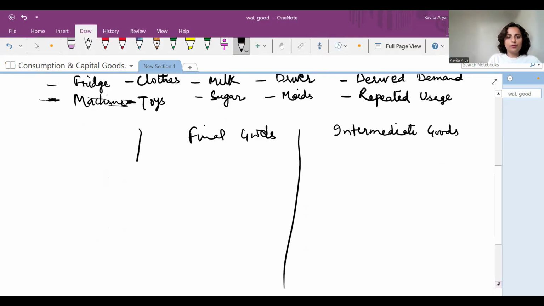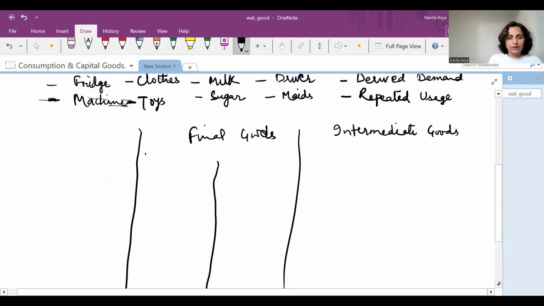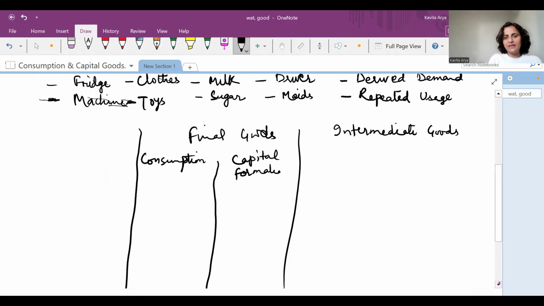In the previous video, we talked about final goods and intermediate goods, but we know that final goods can be for consumption as well as for capital formation, right? So, some examples would make it clear how things are categorized, whether it is final or intermediate, whether it is a consumption final good or a final good on account of investment, capital formation or investment.